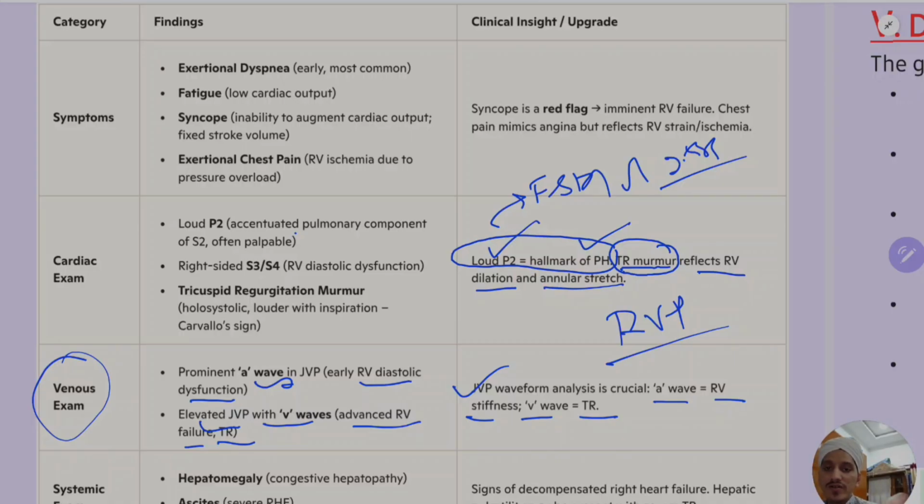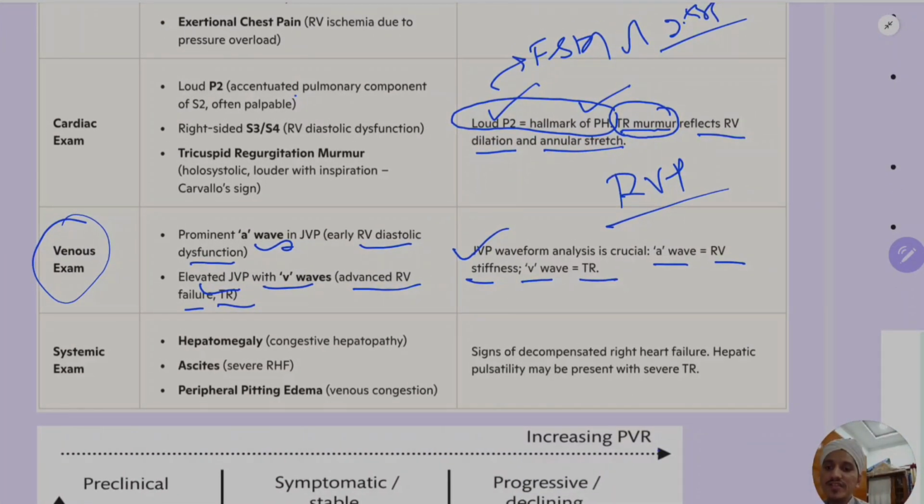Now let us see the last point, systemic examination, what you will have. These are advanced signs of heart failure. Hepatomegaly, you will have congestive hepatopathy. Ascites you will have, okay, peripheral pitting edema you will have. These are signs of decompensated right heart failure. Hepatic pulsatility may be present with severe tricuspid regurgitation. So these are the signs of decompensated or advanced right ventricular failure.